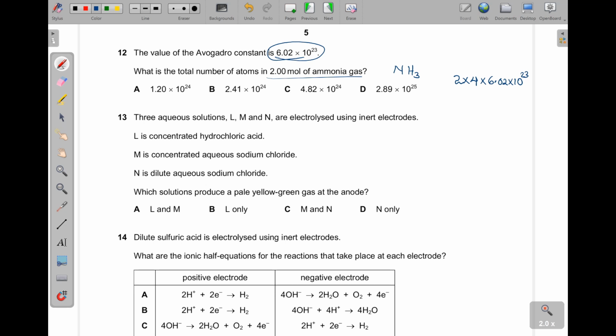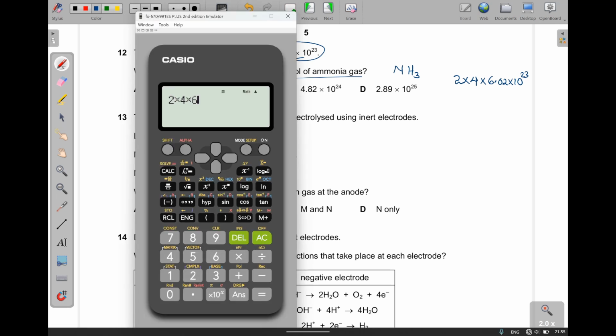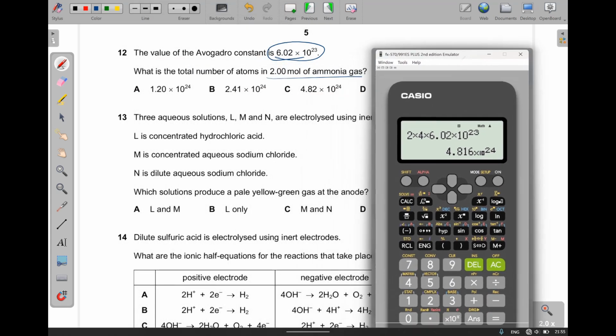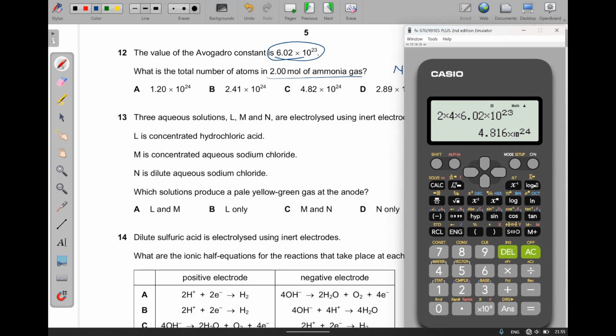So which answer do we get? 2 times 4 times 6.02 times 10 to the power 23 is 4.816, which is approximately 4.82 based on our answers. So that means 12 is C.